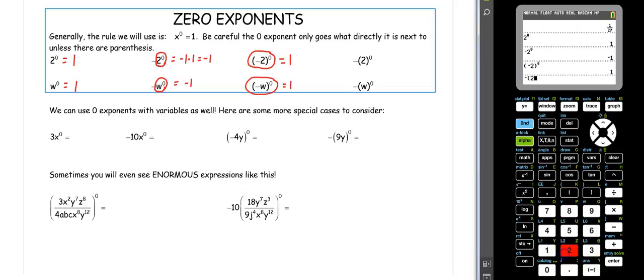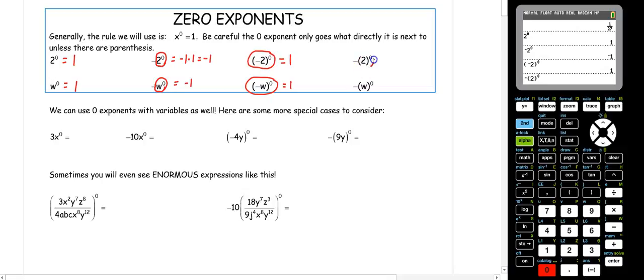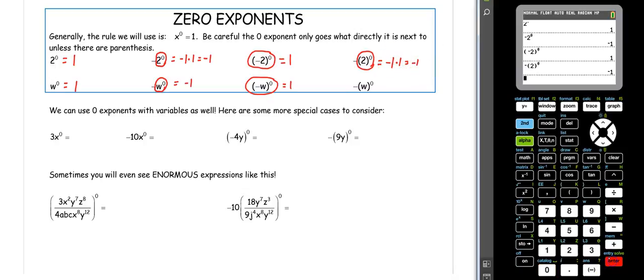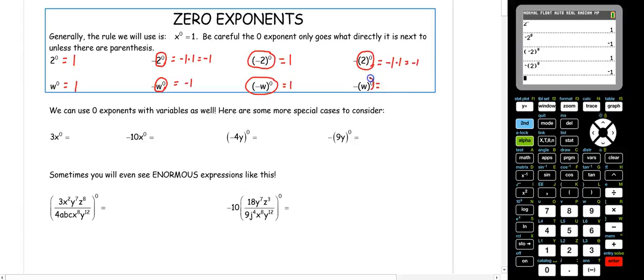Negative parentheses 2 to the power of 0, we only have the exponent again going to what's in parentheses. That negative sign is out front. So it's really -1 times 1, which is -1 as we see on the calculator. Same thing happens with the w. It only applies to the parentheses, so this is also equal to -1.